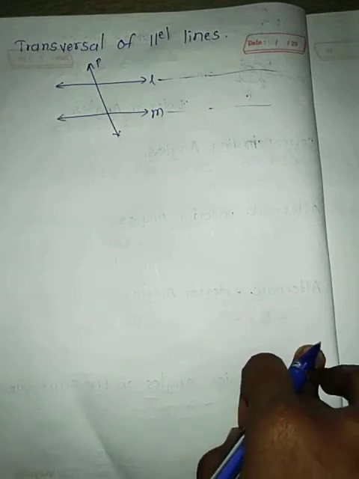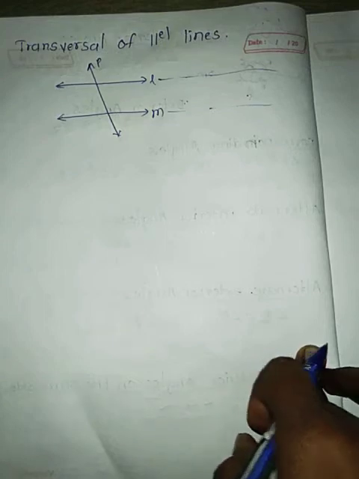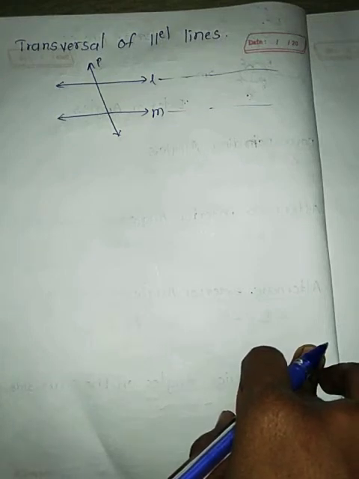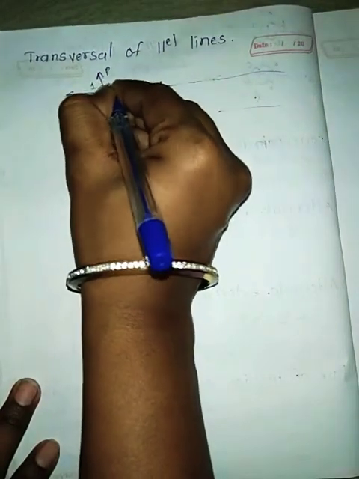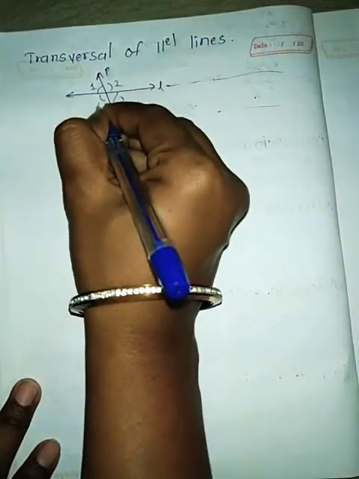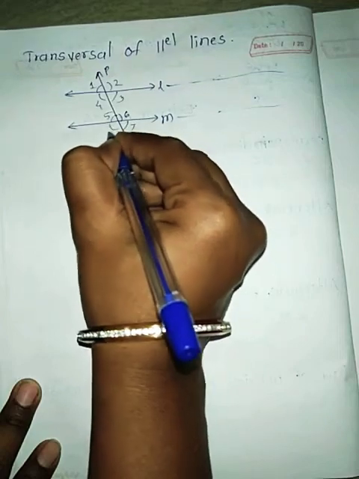When L and M are parallel lines and P is the transversal line, then the conditions for the corresponding angles, alternate angles and interior angles on the same side of the transversal will change. Let us see those conditions. The next is corresponding angles. First we give the names 1, 2, 3, 4, 5, 6, 7, 8.